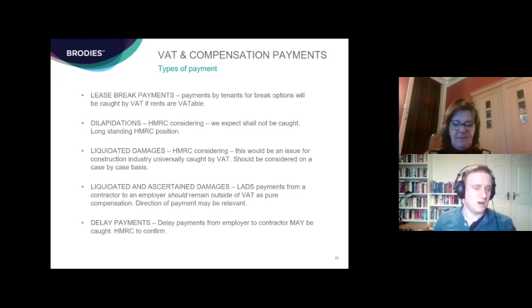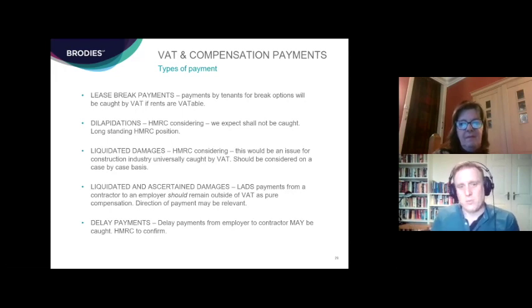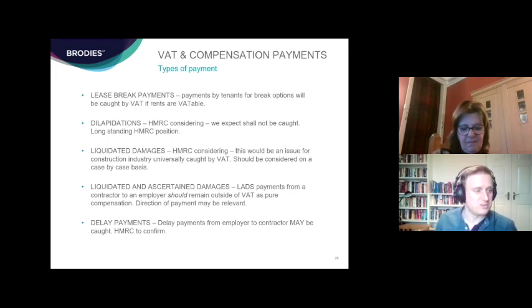And finally, delay in payments, delay in expense payments from an employer to a contractor, for example, if there's a delay in letting the contractor on site. These are more tricky, and these are probably the biggest gray area out of the various forms of payment listed here. I personally think there is a risk that HMRC might ultimately say that these are taxable. You can certainly see how a delay in expense payment might fall more within the direct link test than outside of it. But this is again with HMRC to confirm.